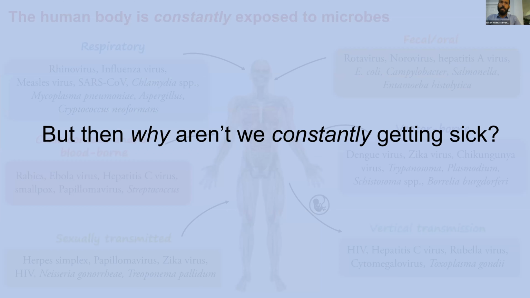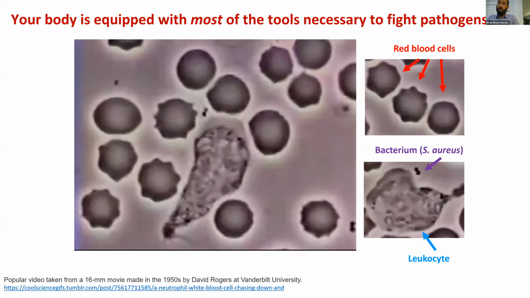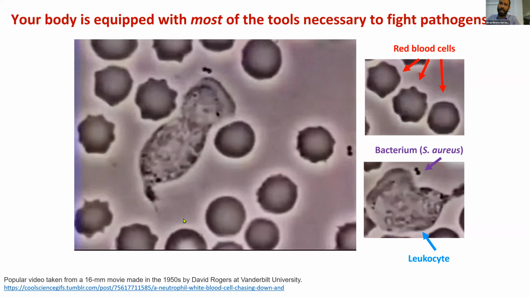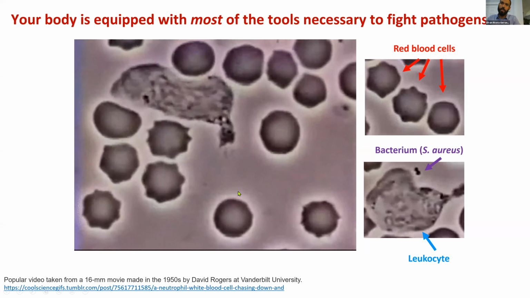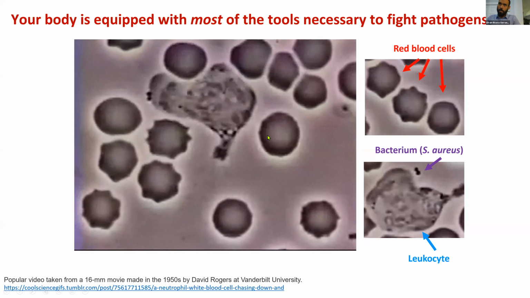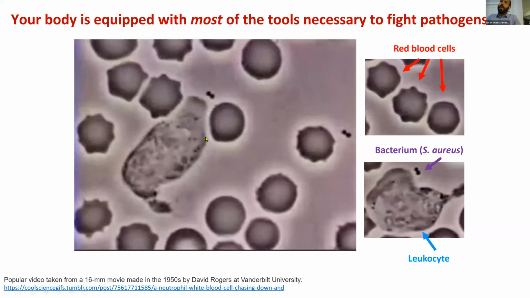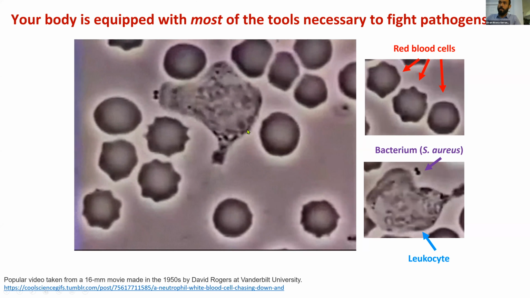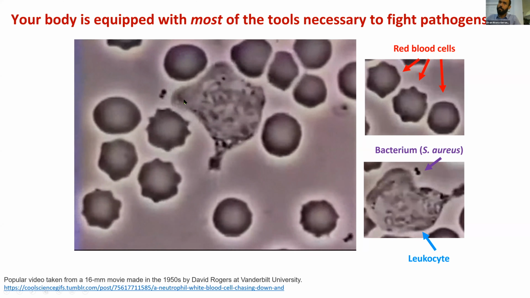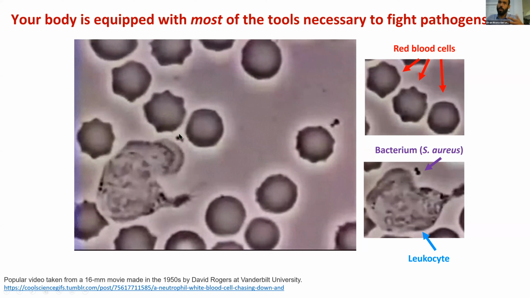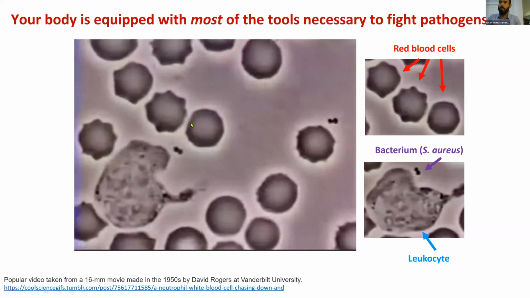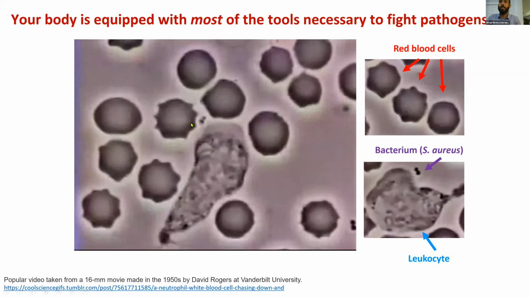It is because our body is equipped with most of the tools necessary to fight pathogens and to fight microbes. Here's a classic video from the 1950s by David Rogers at Vanderbilt. And what you have here is a blood smear. So these round things here are the red blood cells. And this big guy here is a white blood cell, a leukocyte, that is chasing and going after a bacterium. And so the role of these cells is to fight bacterial pathogens, and they engulf them, eat them, and that's how we clear a lot of our microbes.